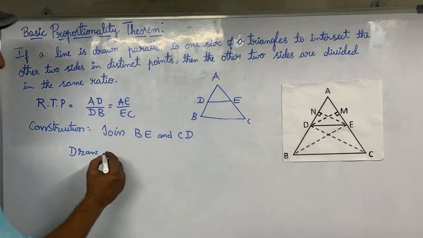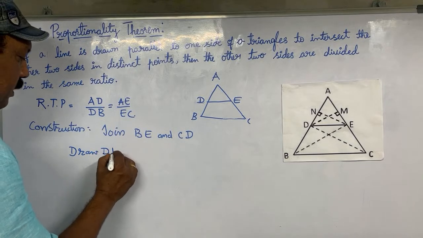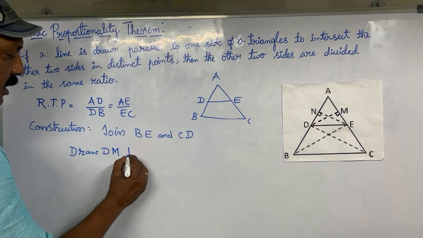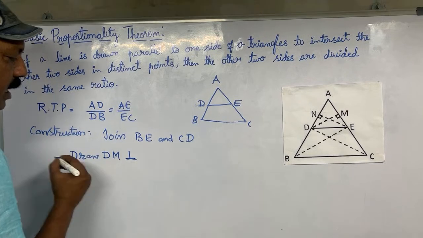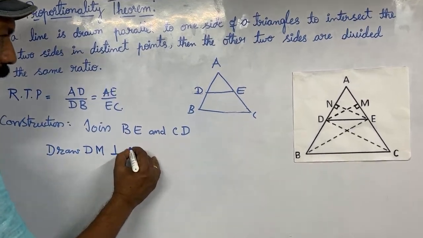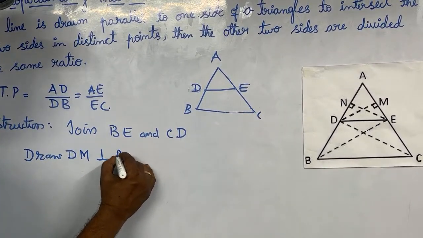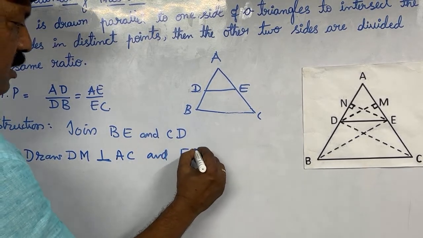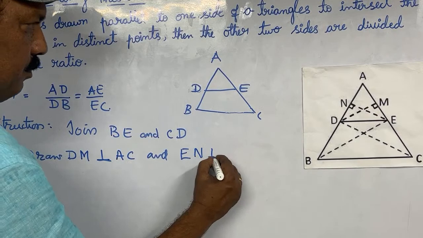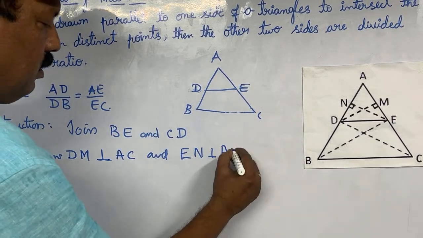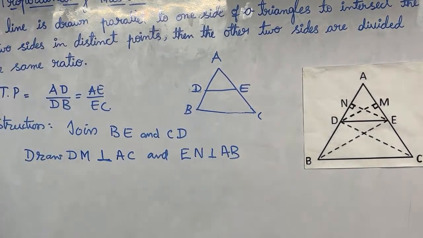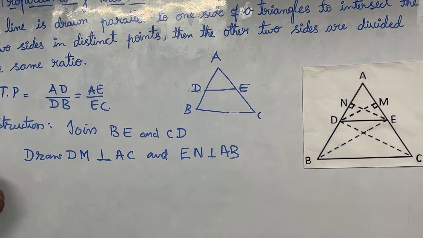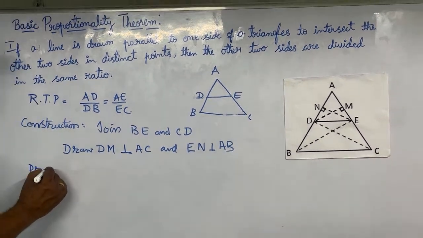So draw DM perpendicular, this is the symbol, perpendicular to AC, and EN perpendicular to AB. Now this construction is over. What do we have to prove now? We have to prove this.